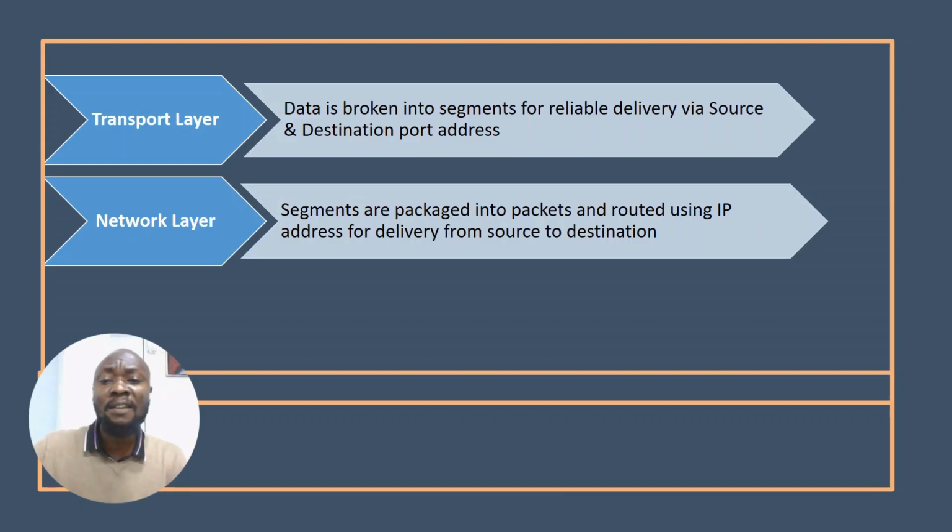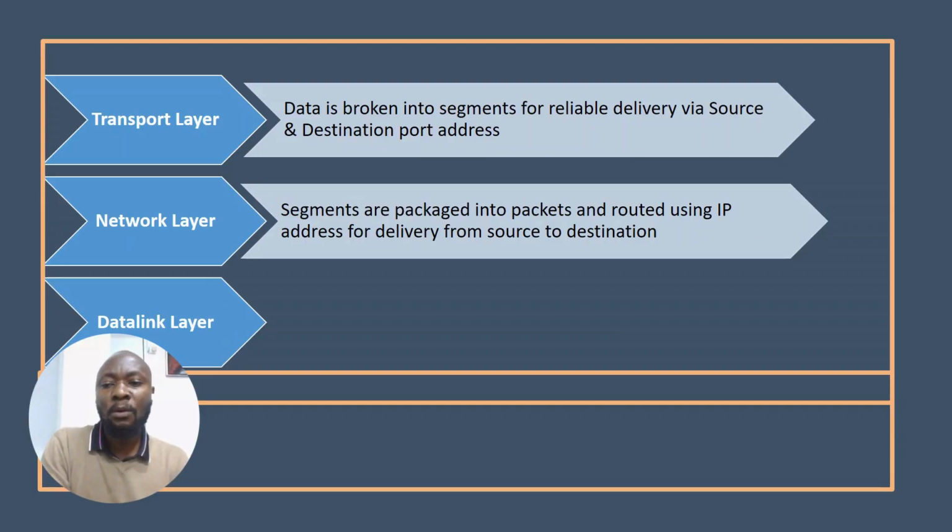So we can have several networks, like we know. We have several networks of computers on the internet. And each network has an address, which is the IP address. So the network layer is responsible for sending or routing the data to the right network. After the network layer, we have the data link layer.